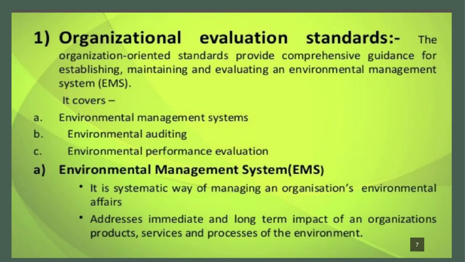Generally, as we have seen, the environmental management system, that is organizational evaluation, is divided into three more important criteria. It generally covers environmental management system, environmental auditing, and environmental performance evaluation. First we will start with EMS, that is environmental management system. Under that, it is a systematic way of managing an organization's environmental affairs. Second point, it addresses the immediate and long-term impact of an organization's products, services, and processes on the environment.